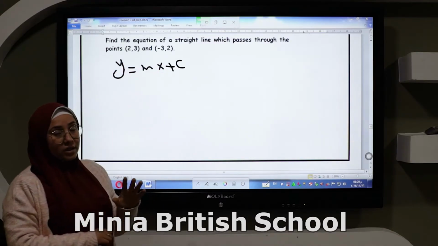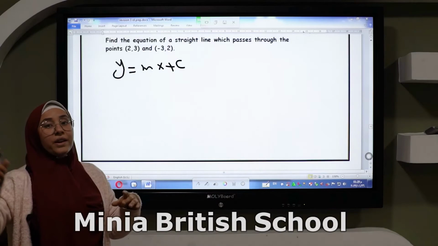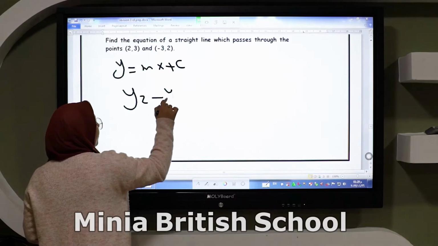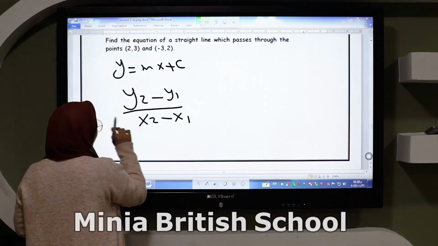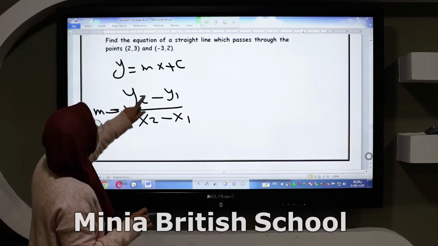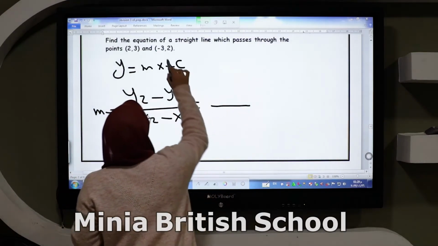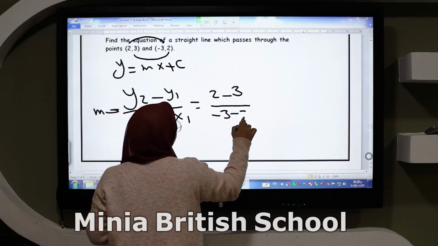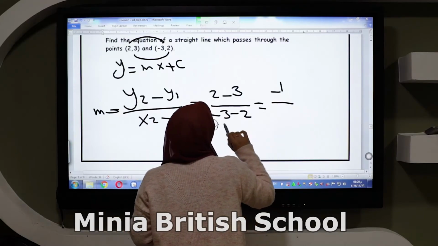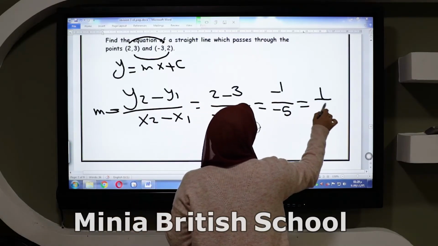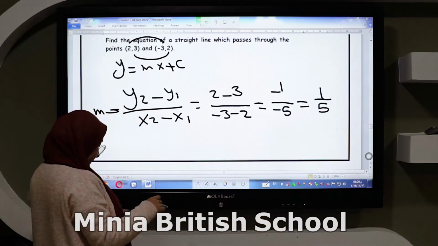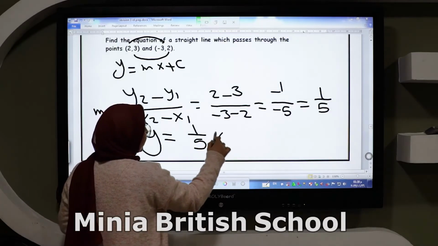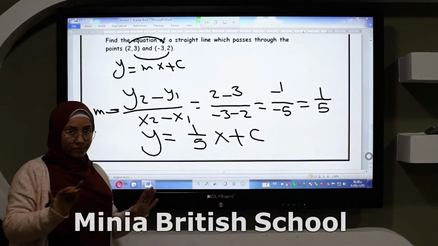Here you have 2 points, so you will use the rule of the slope: y2 minus y1 over x2 minus x1. By substituting the values, we get 2 minus 3 over negative 3 minus 2, which equals negative 1 over negative 5, equal 1 over 5. Then y equals 1 over 5 x plus c.